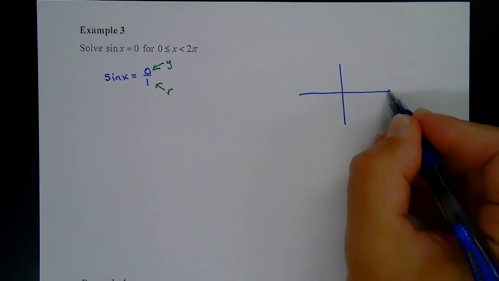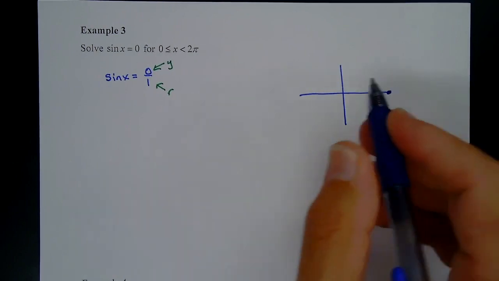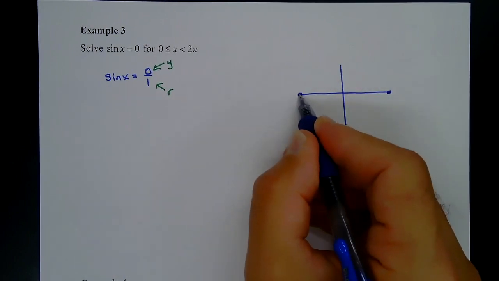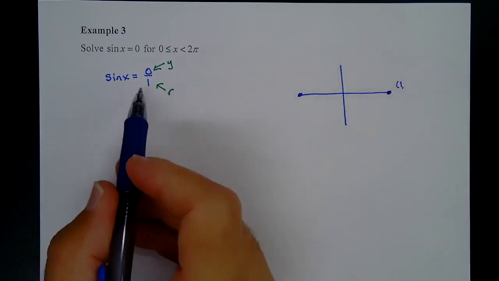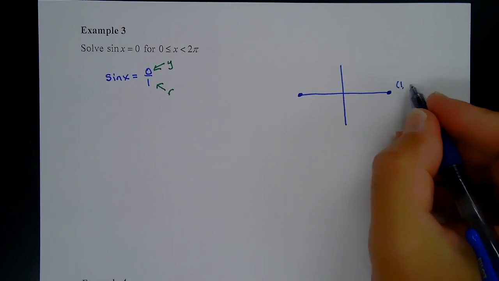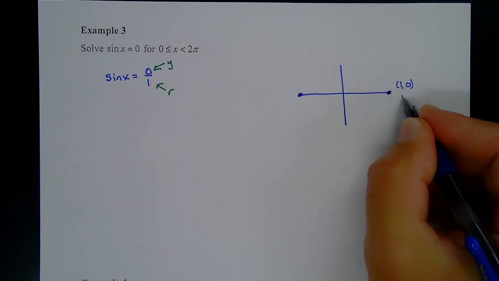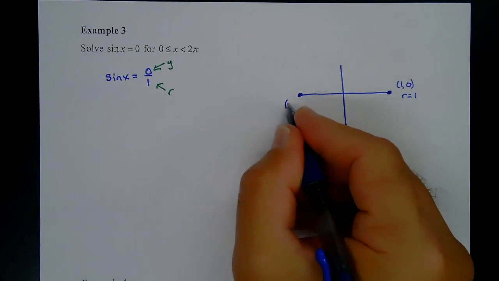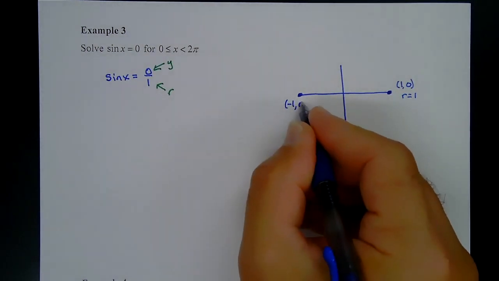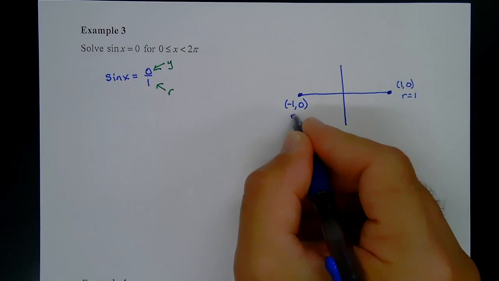So it could happen right here, all right? And it could also happen over here. So right here, my x would be 1. If my r is 1, my x would have to be 1 in this case. My y would have to be 0, and my r would have to be 1. Over here, my x would be -1. My y would still be 0, and my r would equal 1.